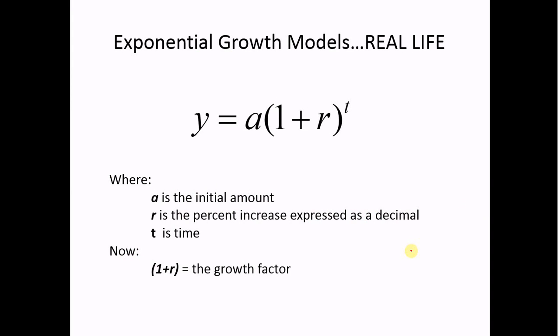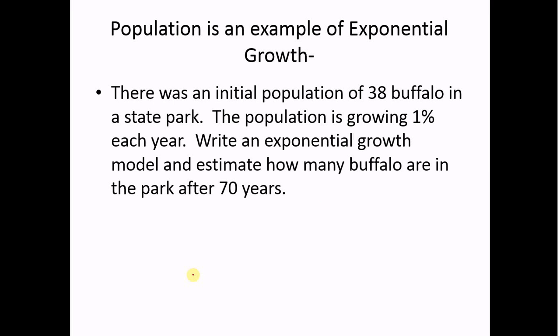Exponential growth models. This is how a growth model usually looks: y equals a times the quantity 1 plus r, to the t. A is the initial amount, just like our principal was before. And r is the percent increase, expressed as a decimal. T is time. So 1 plus r is your growth factor, just like how b used to be a growth factor. Let's take a look at how this actually works.